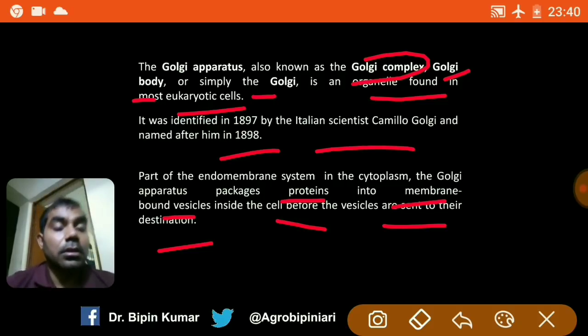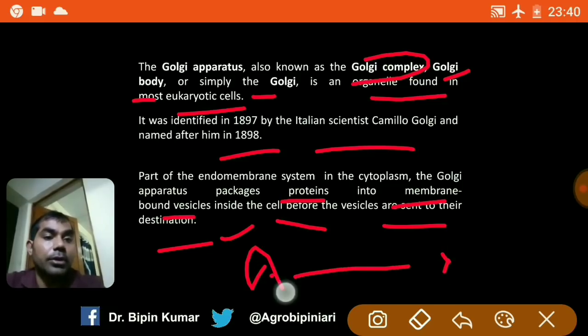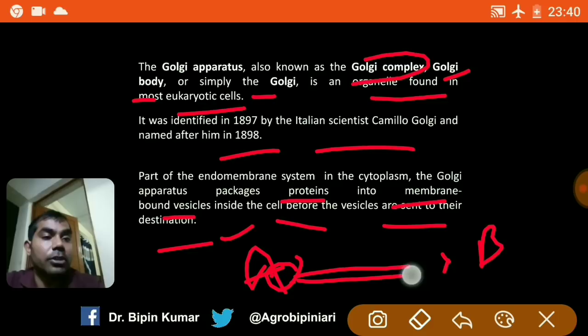So here we can say that it has an important role in packaging. It will make a package of the protein in vesicle form before the vesicle is transported to the destination. Suppose protein transportation is required from this place to this place, A to B. So here it will make a sac or vesicle, and in that it will store the protein. So that vesicle will transport from here to here, and this is the function of the Golgi apparatus. So we can understand what the role of the Golgi apparatus is. It will transport the protein from one place to another, to our destined place.